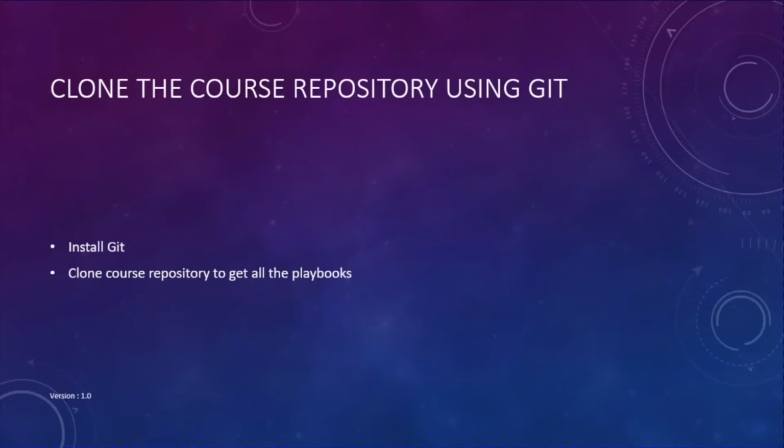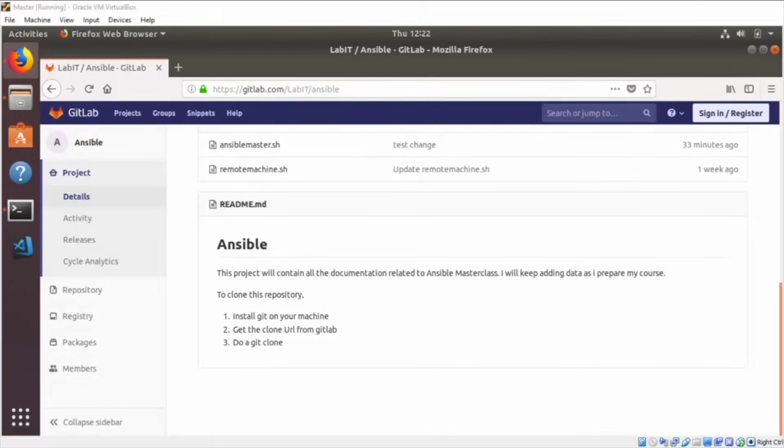I have uploaded all the playbooks and other files used during this course in a public repository on GitLab. The URL is gitlab.com/labit/ansible, and I have also attached this URL with this lecture. So in this lecture, I will show you how you can download all these files using Git.